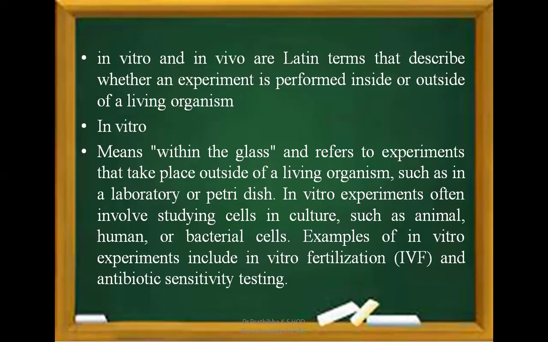Then, in biotechnology, we should also know about in vitro and in vivo. In vitro and in vivo are Latin terms that describe whether an experiment is performed inside or outside of a living organism. Let us understand first about in vitro. In vitro means within the glass or within the laboratory, and refers to experiments that take place outside of a living organism, such as in a laboratory or a petri dish or glass vials. In vitro experiments often involve studying cells in culture, such as animal, human, bacterial cells.